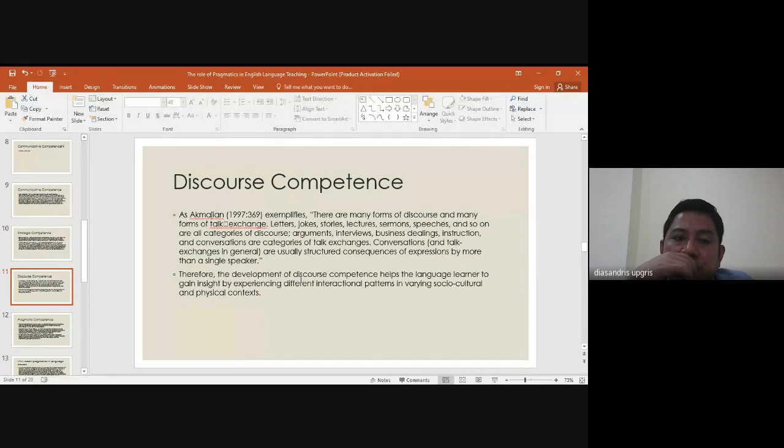All right. So, talking about the discourse competence, there are some theories and some writers mentioning it, and as mentioned, they exemplify that there are many forms of discourse and many forms of talk exchange, like letters, jokes, stories, lectures, sermons. You know sermons? Sermons means ceramah, right? Khotbah. Speeches, and so on are all categories of discourse. So all of these are part of discourse. Arguments, interviews, business dealings, instructions, and conversations.